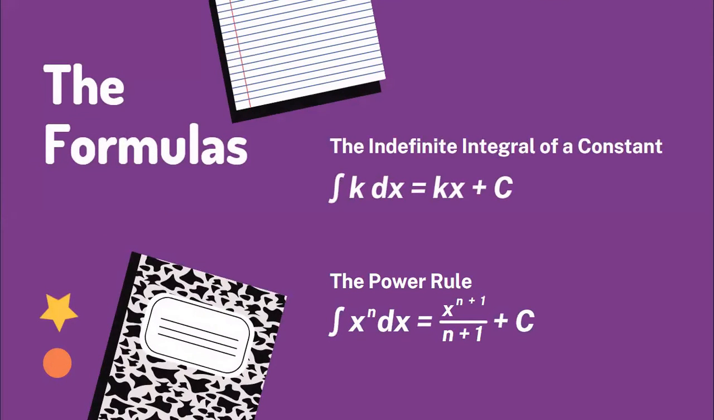We have the indefinite integral of a constant, where the integral of k dx is equal to kx plus c, where k is the constant. Next, for the power rule, we have the integral of x raised to n dx is equal to x raised to n plus 1 over n plus 1 plus c, where n is not equal to negative 1.